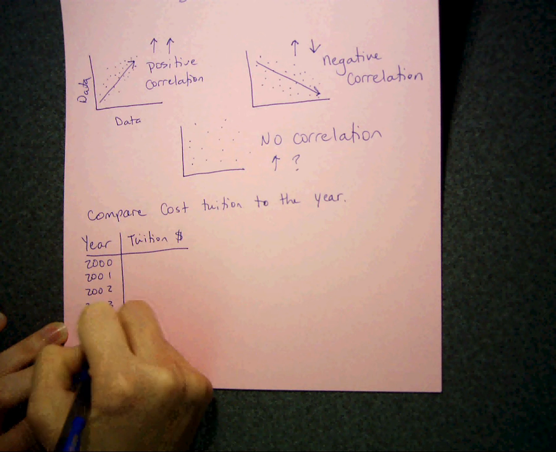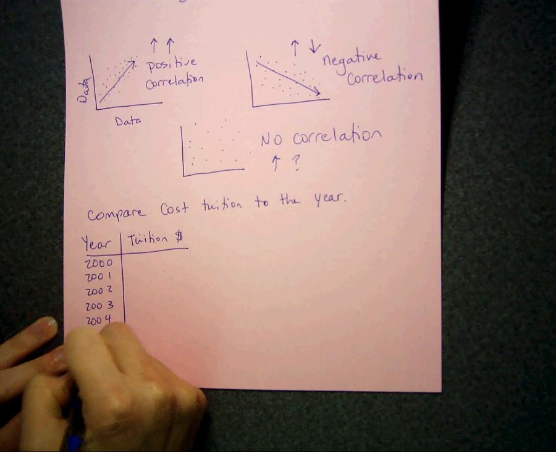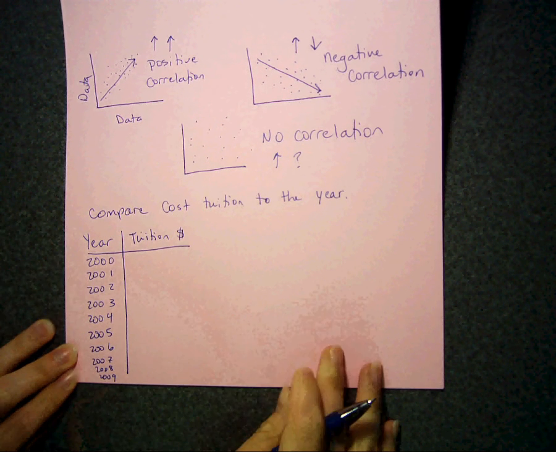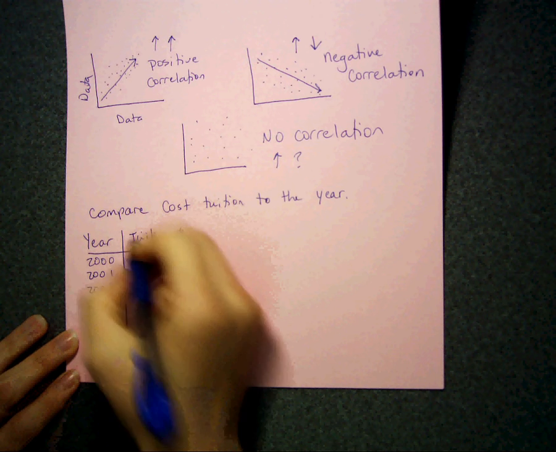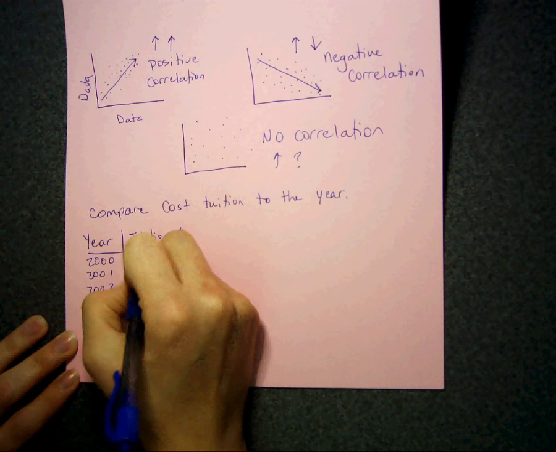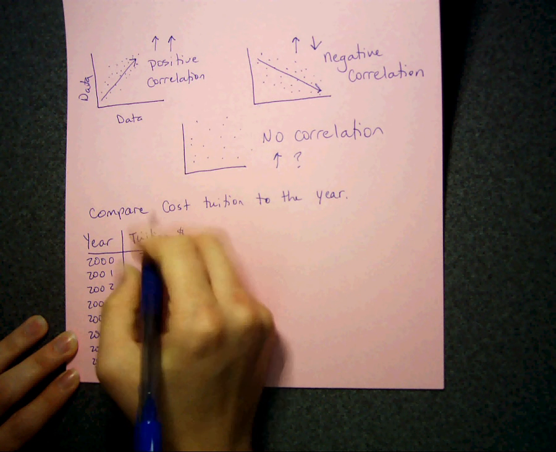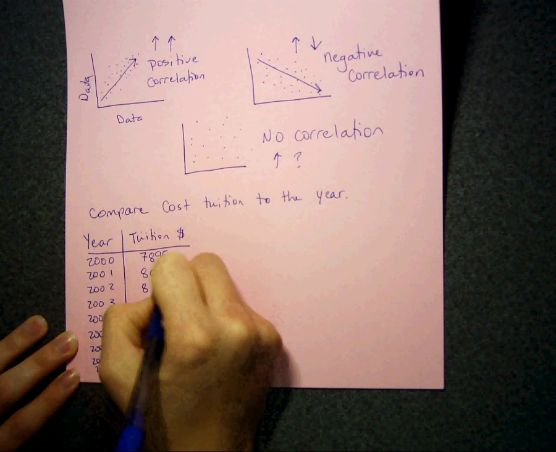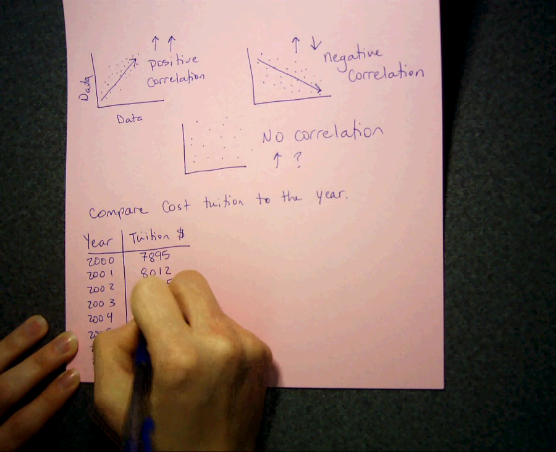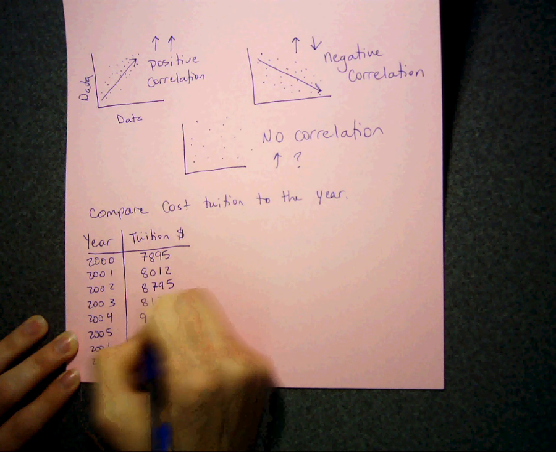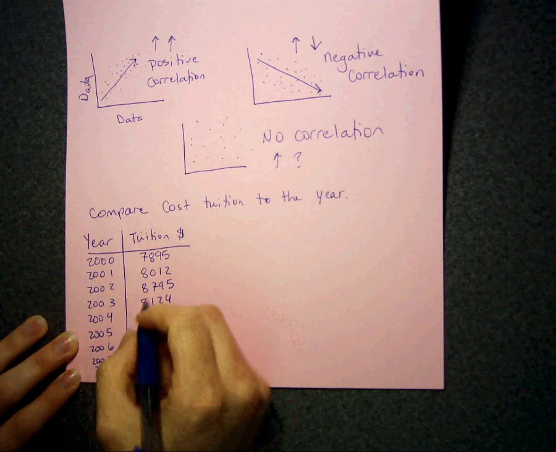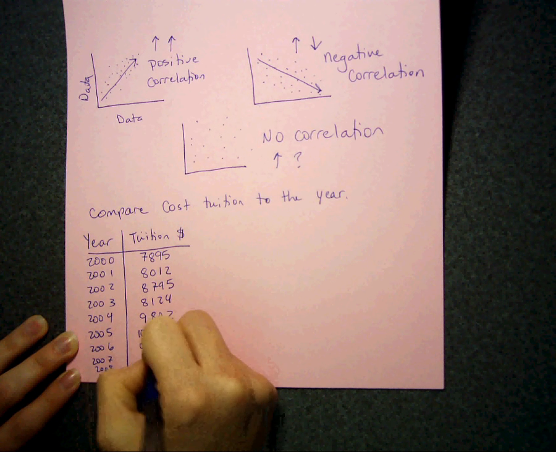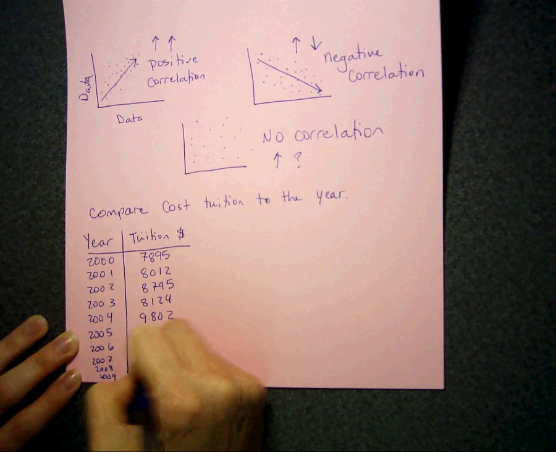I started to run out of room, but it goes all the way to 2009. And in 2000, we had $7,895, 8,012, 8,795, 8,124, 9,802, 10,203, 9,915, 11,347, 11,952, and 10,700. And of course, this data would have to be given to you.